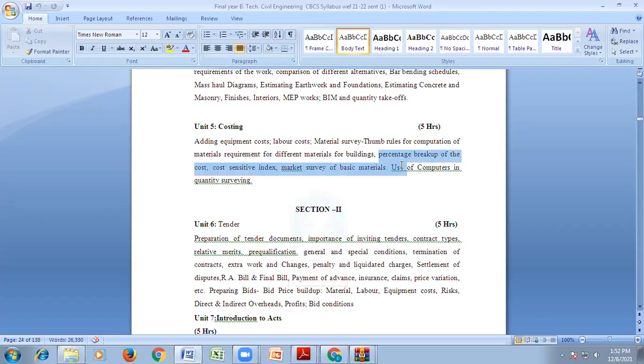Then percentage breakup of the cost. In our previous syllabus, there is a fixed question on this particular part for 4 marks, a theoretical question. Write a short note on percentage breakup of the cost.